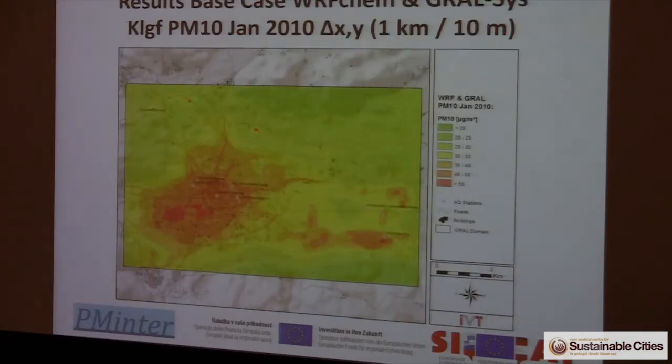And combining those two model systems gives that picture for this microscale core area. Here you can already see quite some detail, the strong concentration gradients close to major roads, but also these maxima which are related to wood burning and coal burning in these areas. Also here we have villages with significant PM burden.